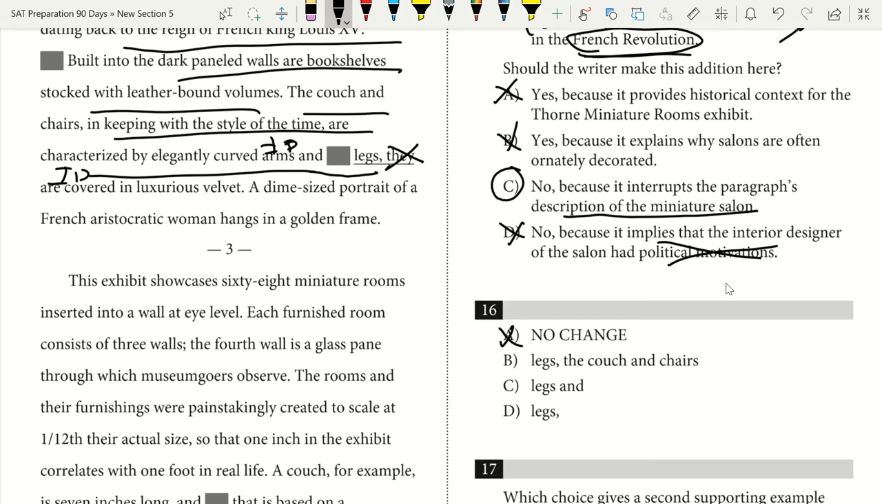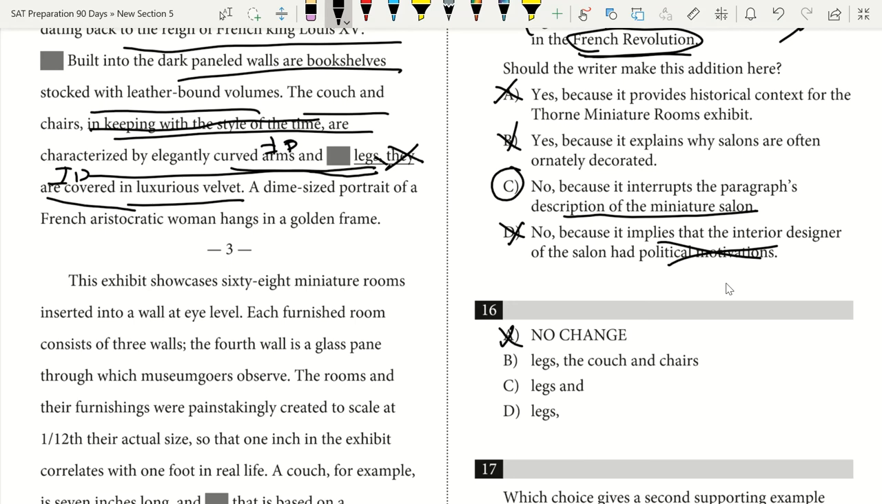So if we take a look at this, we have the couch and chairs, in keeping with the style of the time, which is non-essential, so we don't have to consider that. The couch and chairs are characterized by elegantly curved arms and legs. And then we've got are covered in luxurious velvet. Well, are covered in luxurious velvet is referring to these curved arms and legs. So we don't want to repeat they.